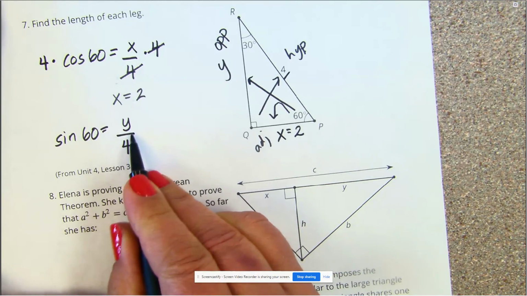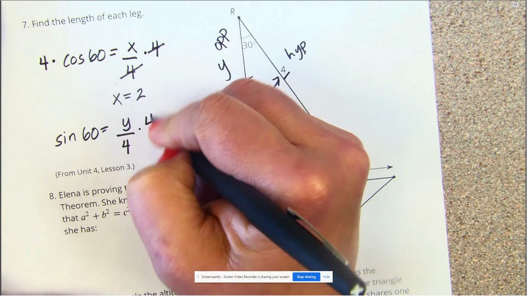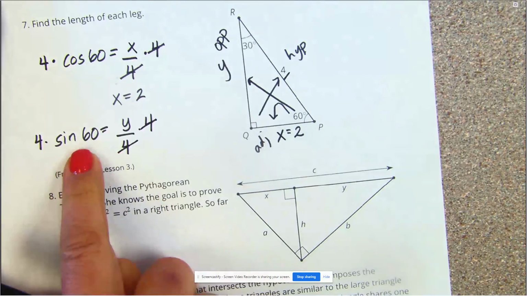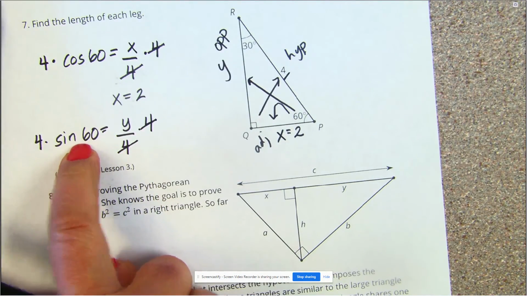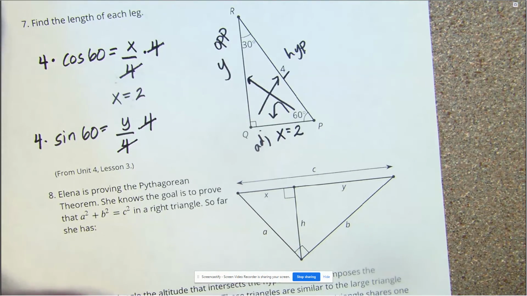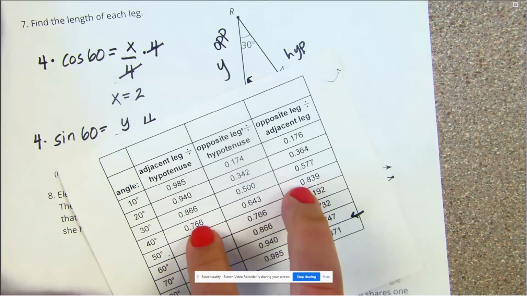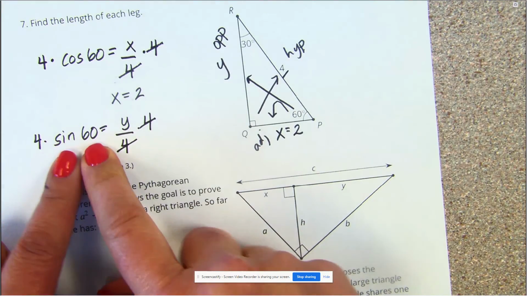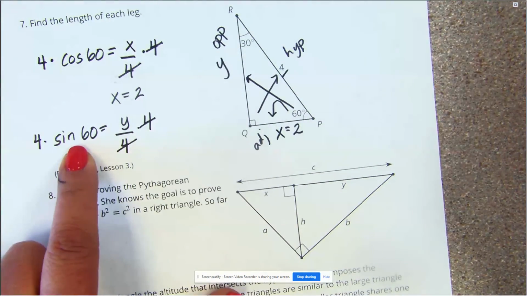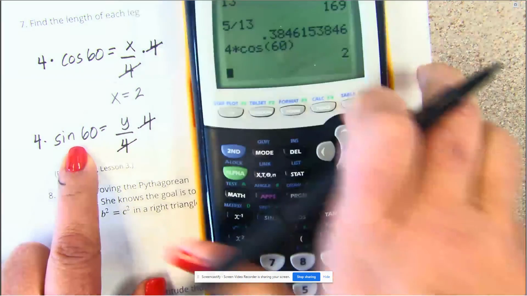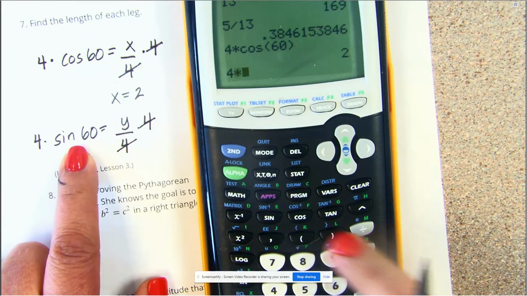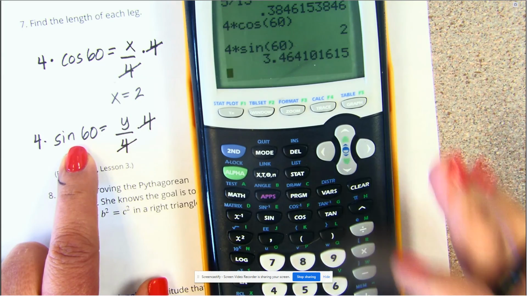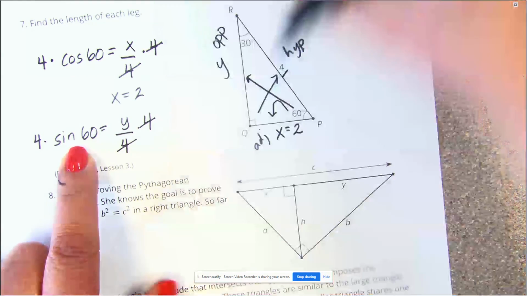It's being divided by 4. I'm going to multiply by 4. Whatever I do to one side, I do to the other. Remember, those answers, or the ratios, are stored in your calculator. Somebody programmed into your calculator the opposite divided by the hypotenuse. So you don't have to go look at the table. 4 times the sine of 60, approximately 3.46.